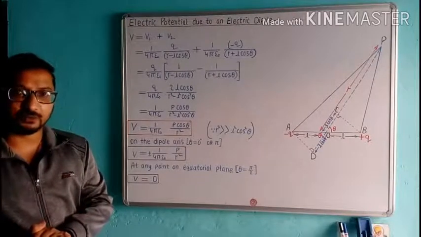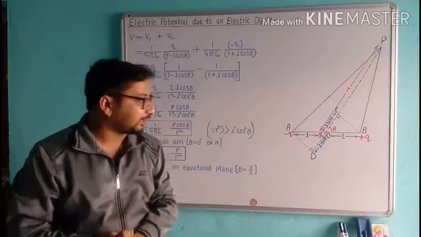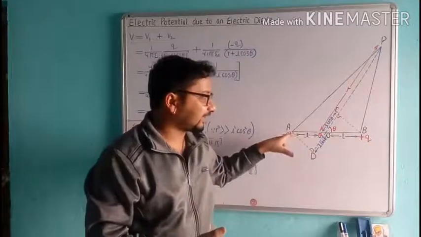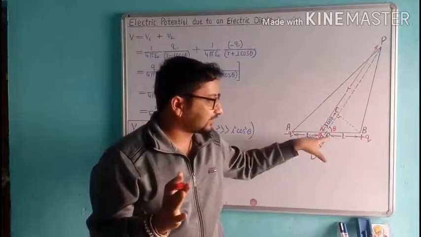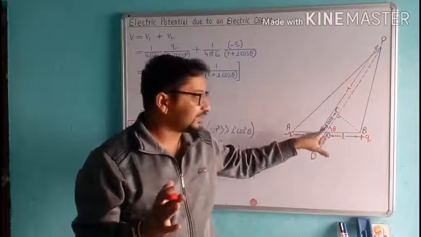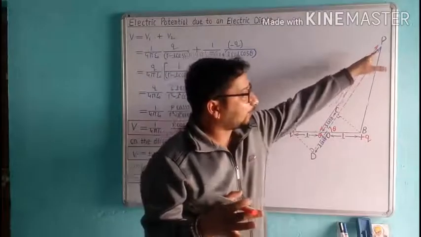Today we will discuss an important derivation, electric potential due to an electric dipole. Suppose AB is an electric dipole having two equal and opposite charges separated by a small distance 2L. O is its center, and we want to find the electric potential at point P.